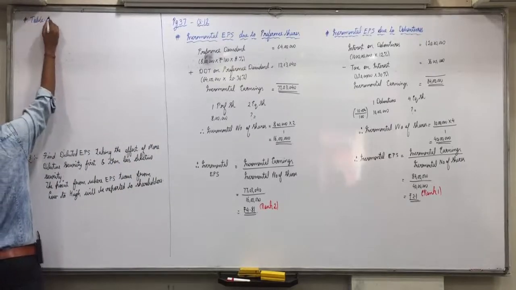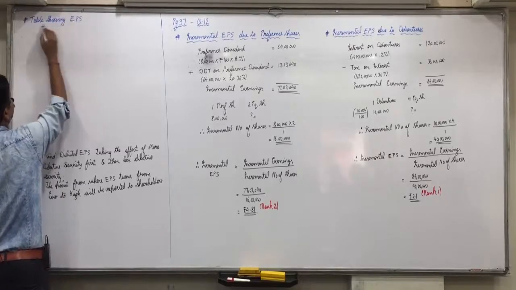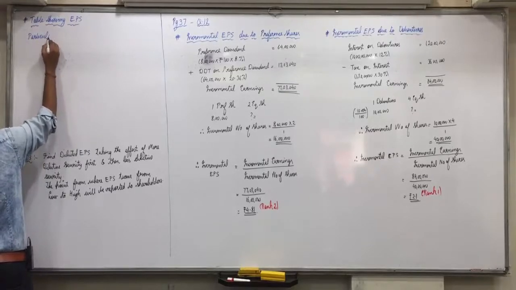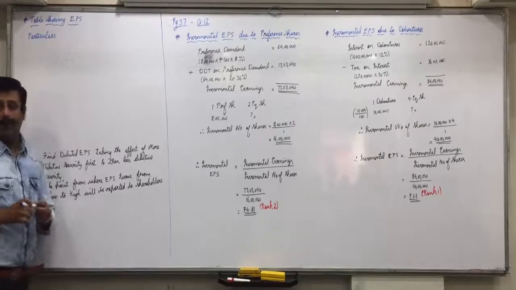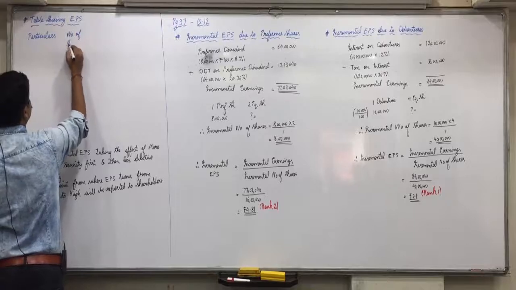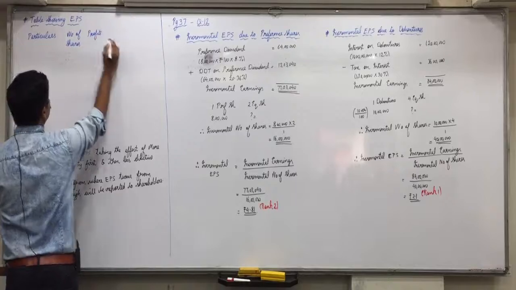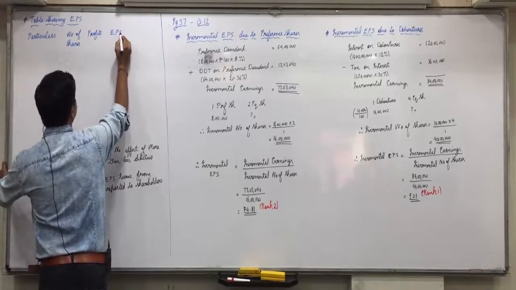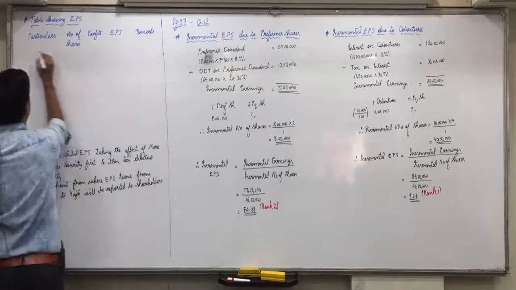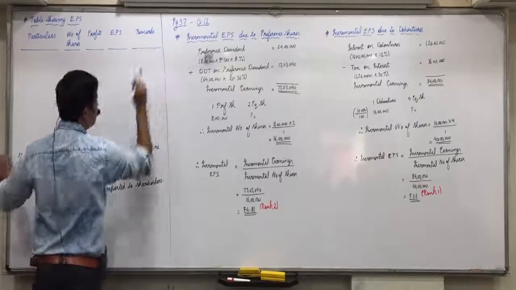Table showing EPS: particulars, then number of shares, then profits, then EPS, and then remarks. Put your pens down, understand this procedure step completely, then you can note it down.